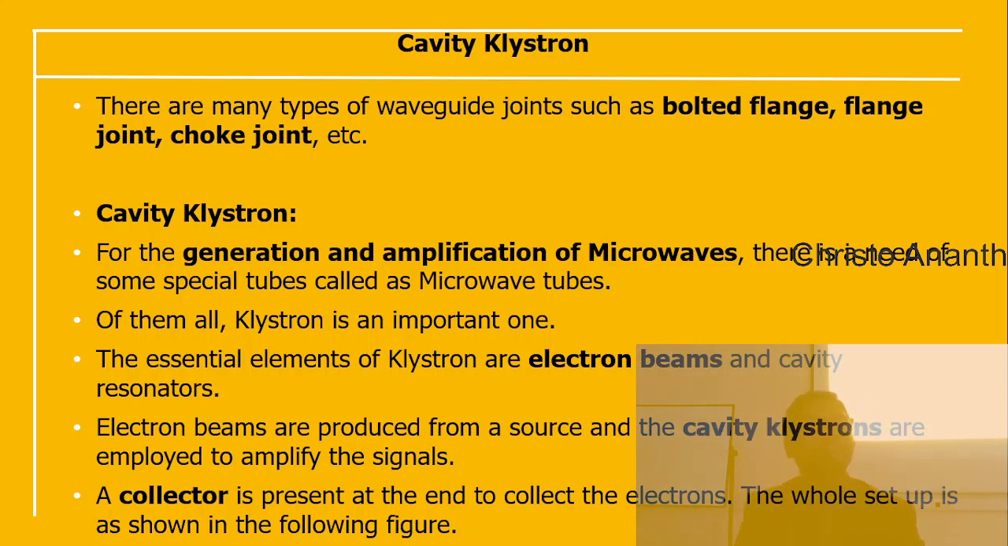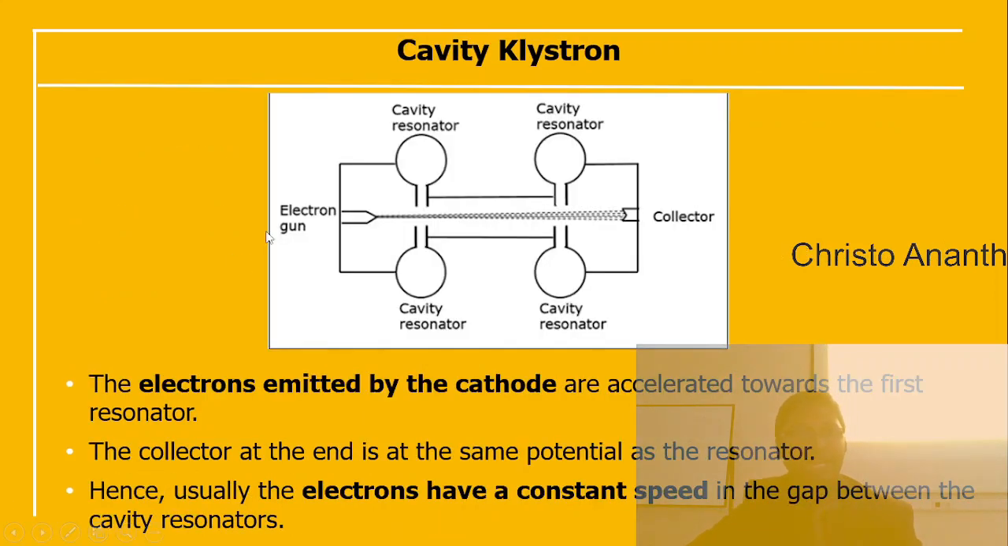So there are several examples. Finally, the klystron. Generally for the generation and amplification of microwaves, we use microwave tubes called klystrons. Generally we'll have klystrons with electron beams and cavity resonators. Electron beams are generally provided from the source, which emits the electrons. Cavity resonators are employed to amplify the signals. The collector is present to collect those electrons. The whole setup we can see here: electron gun emitting, cavity resonator, then collector to collect.